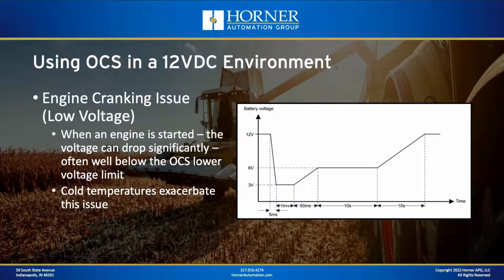So effectively what can happen is, as the engine is started, it can drop well below the OCS's lower threshold, especially if it's cold, and it can stay there for a few hundred milliseconds, and then it can take a few seconds in some cases to get all the way back up to the normal voltage range after the start. So how can we deal with this?